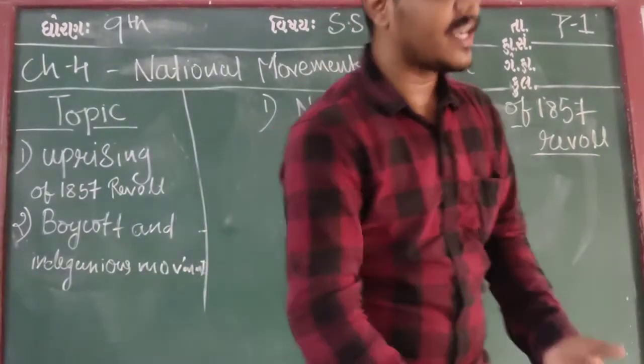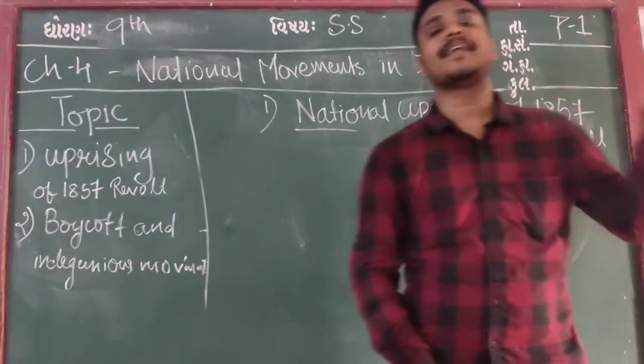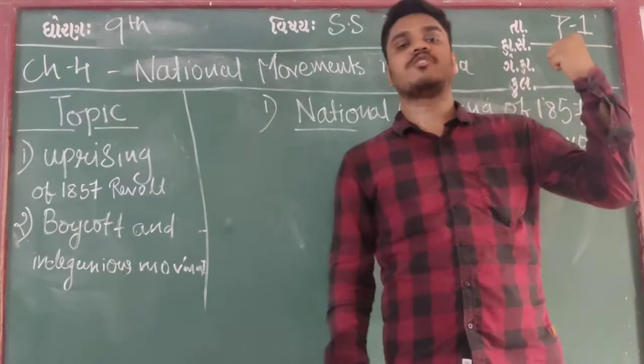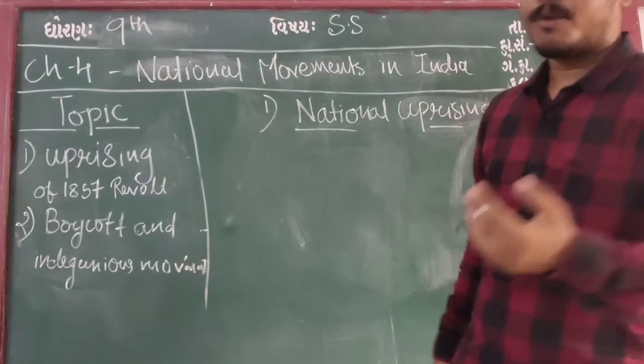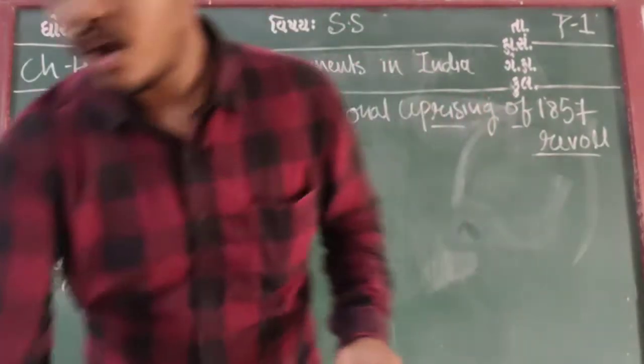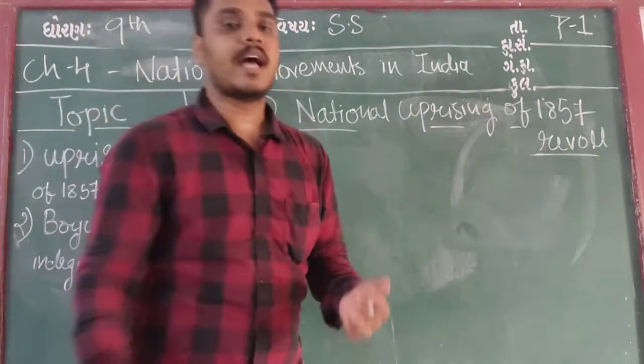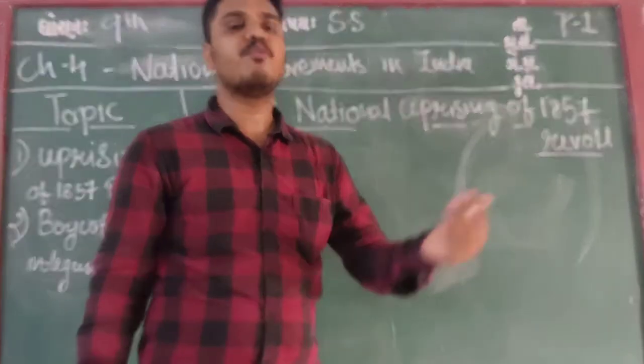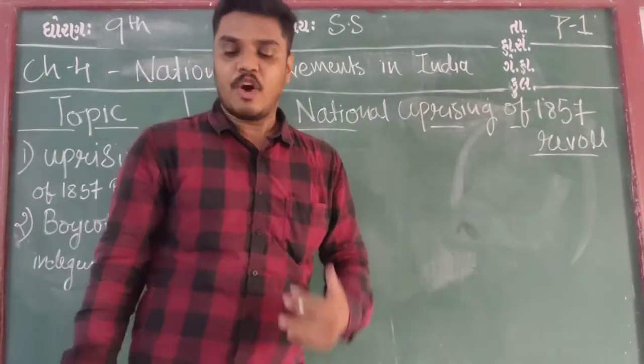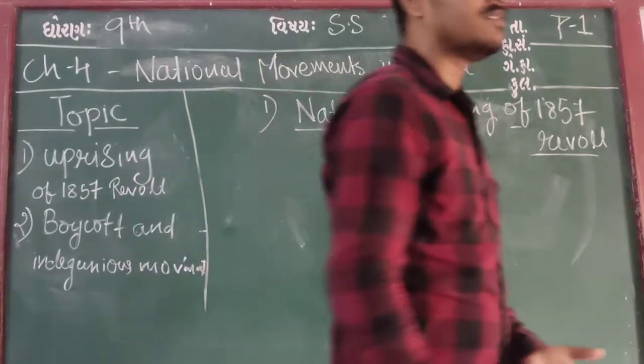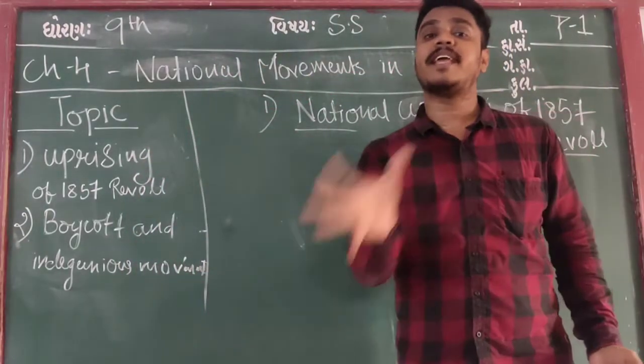Okay, and from that day the 1857 revolt started. Many more persons like Nana Sahib, Rani Lakshmibai, Tatya Tope participated in the war. But what happens? There are some positive points and some negative points.